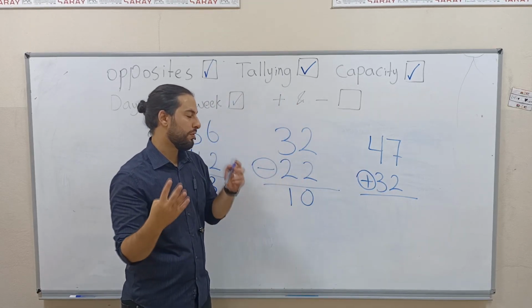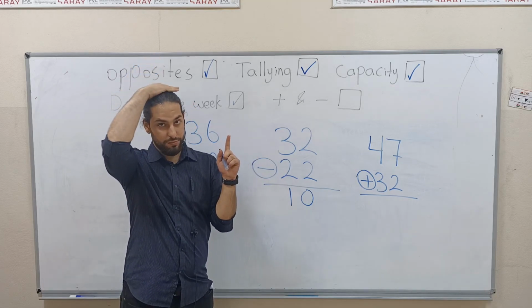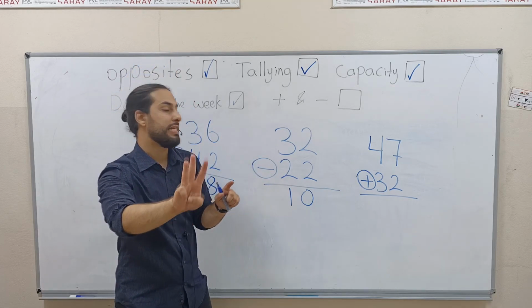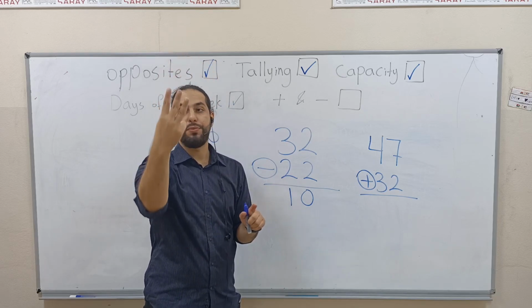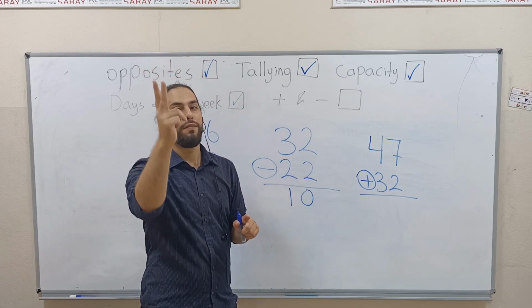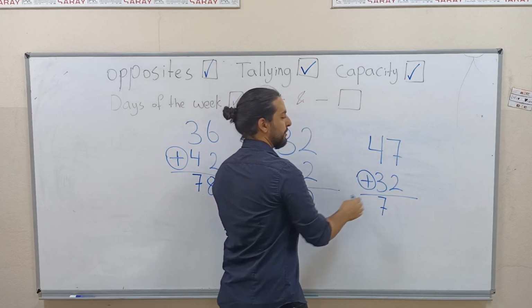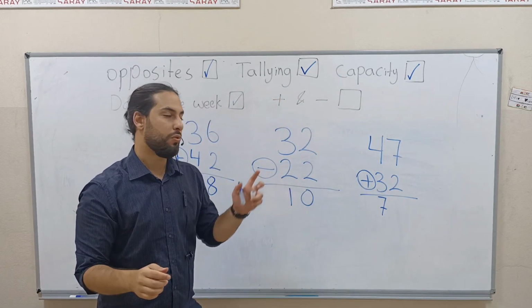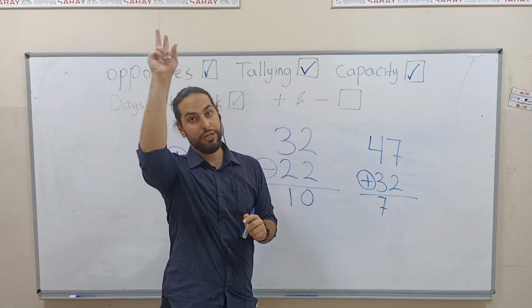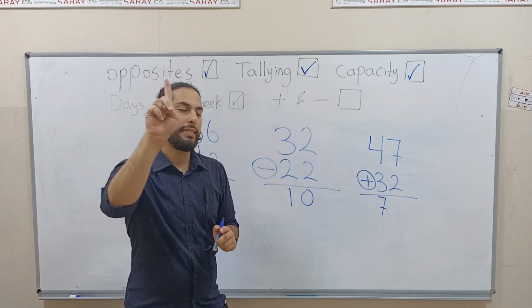So which one is more, 4 or 3? 4 is more and 3 is less. So 4 in the head and 3 in my hand. So 4, 5, 6, 7. 7 and 2, 7 plus 2, which one is more? 7. So 7 here and 2 here, so 7, 8, 9.